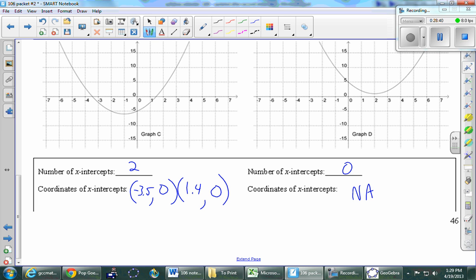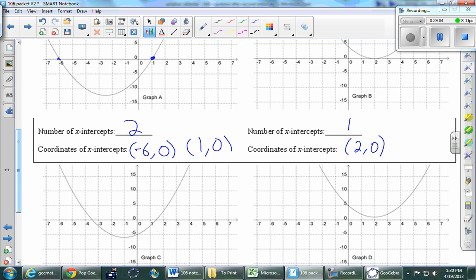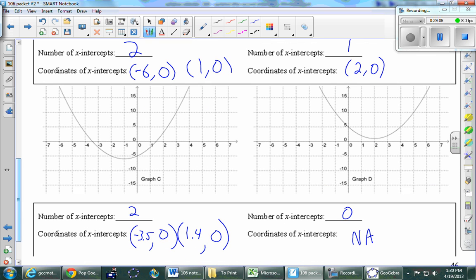And then graph D, how many x-intercepts? We have none of them, and so the coordinates, well, there aren't any, so I put NA for not applicable. Okay, so those are the different possibilities for parabolas. They can hit the x-axis twice or once or not at all. And it could be that the numbers are nice, like in part A, or not so nice, like in part C. All right, let's go to the next page.